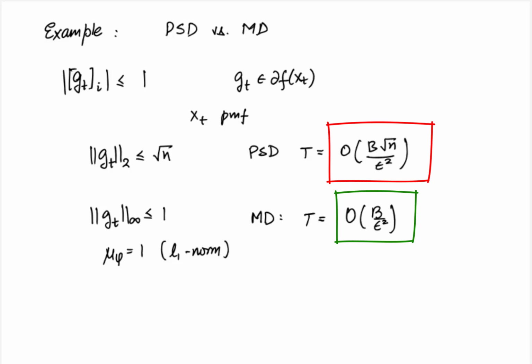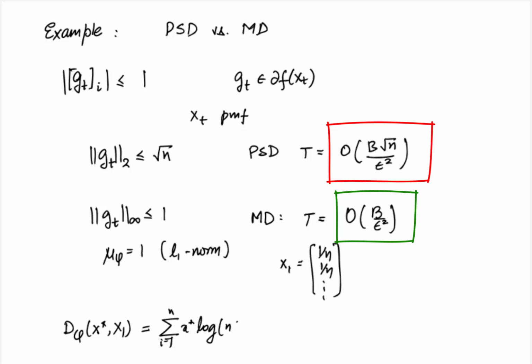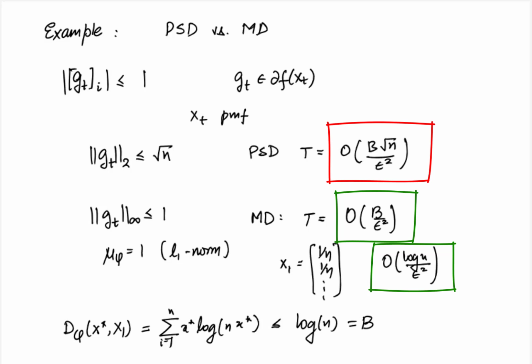Now even if we start at x1 equal to the vector with entries 1 over n, then it can be seen that d phi of x star comma x1 is equal to sum over i of x log nx, which is less than or equal to log of n for any choice of x. So the oracle complexity is still order log n by epsilon square, which is only logarithmically increasing in n, resulting in a much better overall oracle complexity.